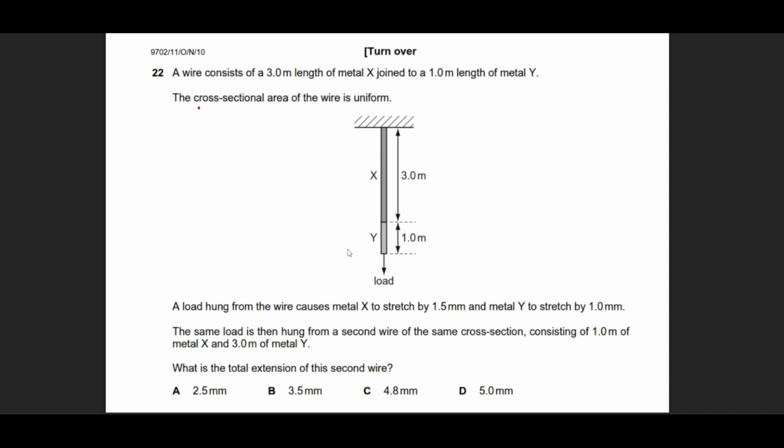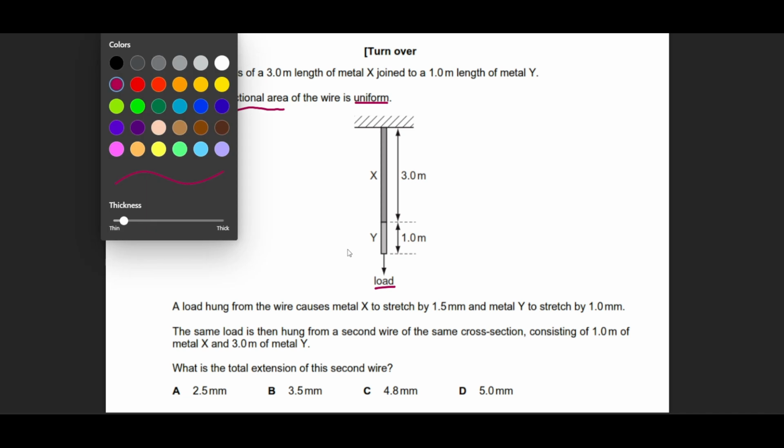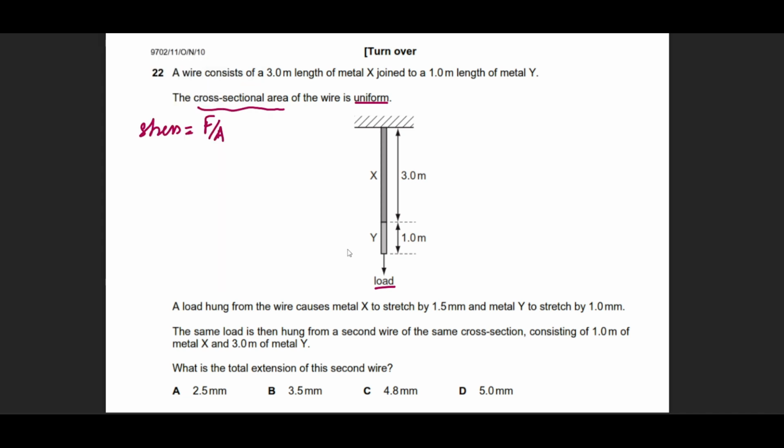Because the area of cross-section is uniform and the load is the same, even in the new situation or the old situation, the stress, which is F over A, is going to be exactly the same for all situations. What is happening with x?